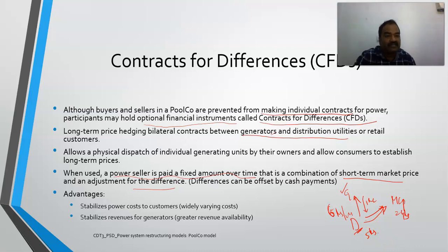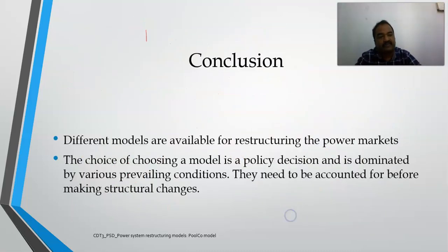So what is the advantage of this? One thing is, if the prices of MCP are going to vary wildly, then the customer will get a constant price. So he gets a stable power price. And one more thing, for the generator also, it provides a stable price and stable income. So these are the advantages of contracts for differences. These are just financial instruments. Okay, so this is a part of the Poolco model.